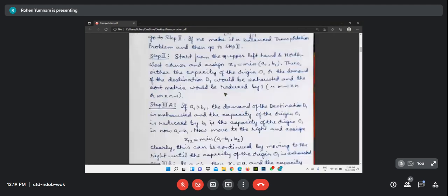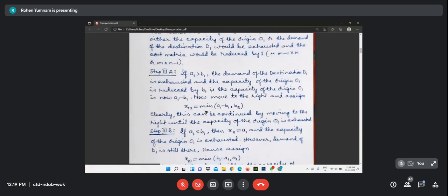And that is why it is said here that the cost matrix would be reduced by 1, that is either m minus 1 by n or m by n minus 1. Either a row will be reduced by 1 or a column will be reduced by 1 in the given matrix. So we consider 2 cases.